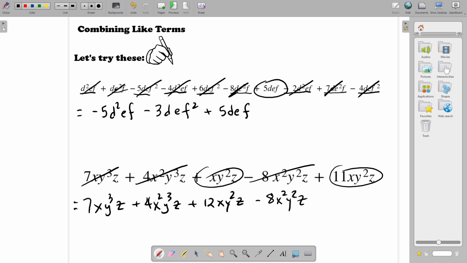So remember, combining like terms have to have the same variables, and they have to be to the same powers. If you don't have those two conditions, you don't have like terms.